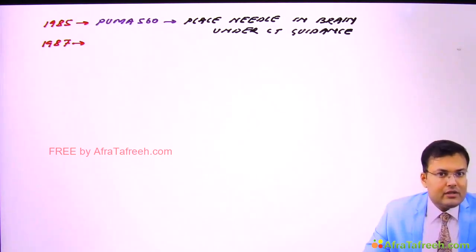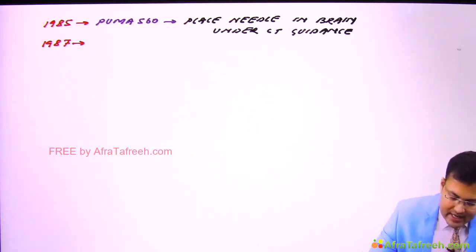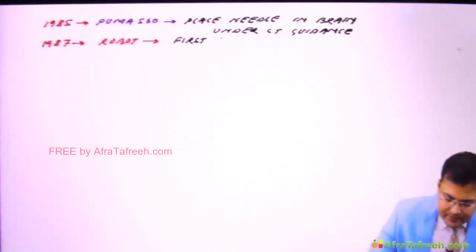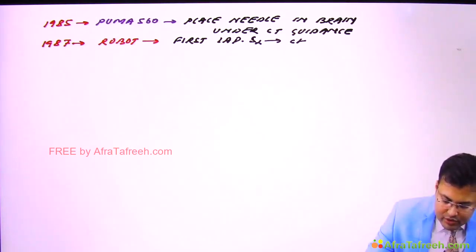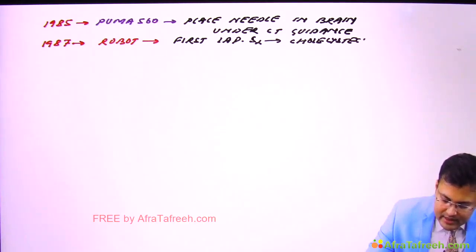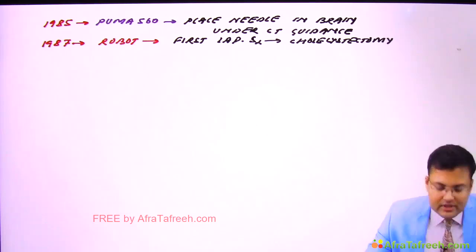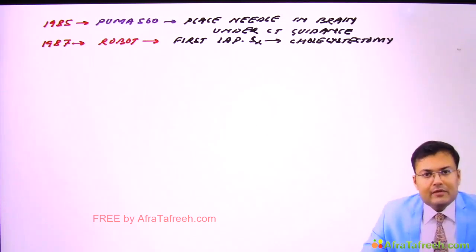Now in 1987, first time laparoscopic surgery was performed by the robot. And which surgery was that? It was the laparoscopic cholecystectomy. So in 1987, the robot was used to perform the first laparoscopic surgery. Clear? And that surgery was what? It was cholecystectomy. So in 1987, first laparoscopic cholecystectomy was performed with the help of a robot.